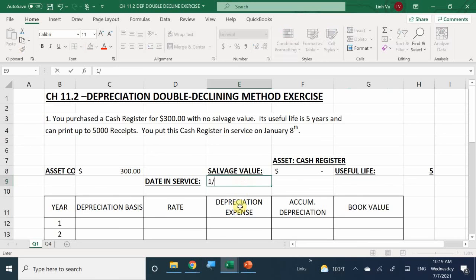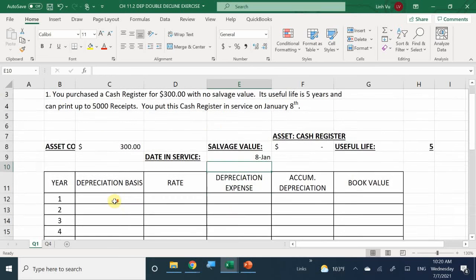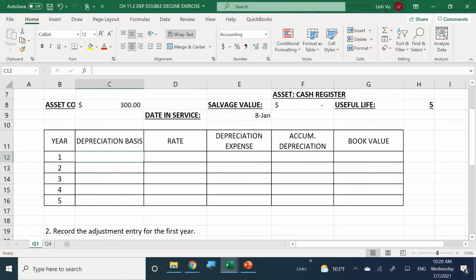January 8th. So in this case, when am I going to be depreciating my asset? Assuming that we do depreciation at the end of the year, we're going to depreciate it for its full year, because I'm doing it from January all the way to December. So let's start with the very first one.